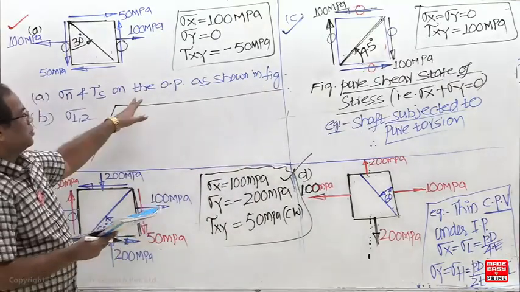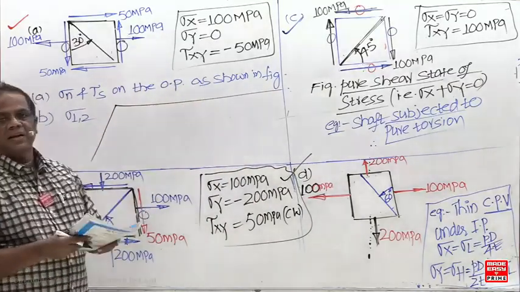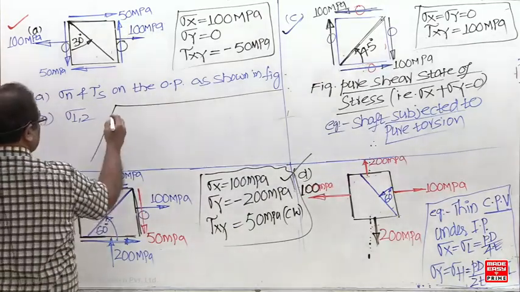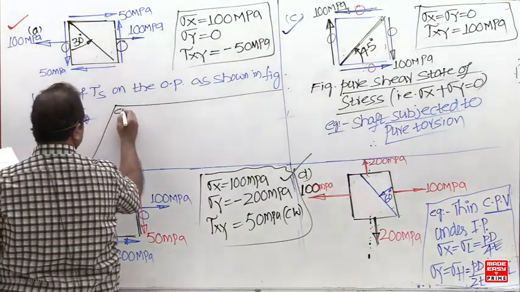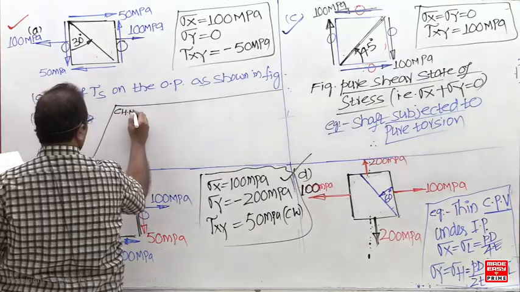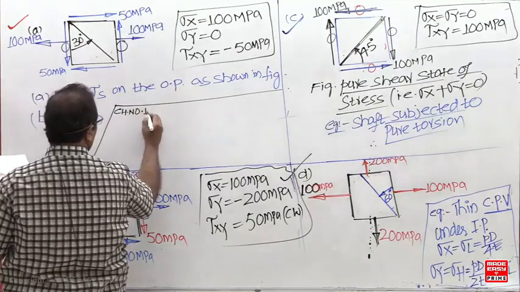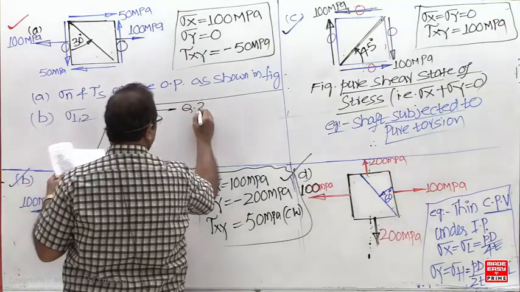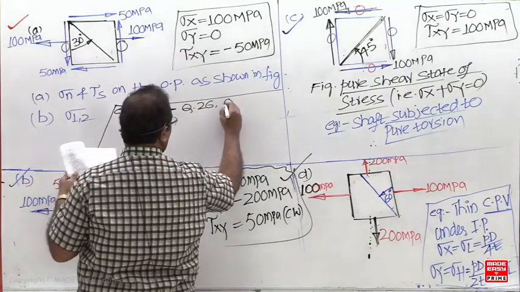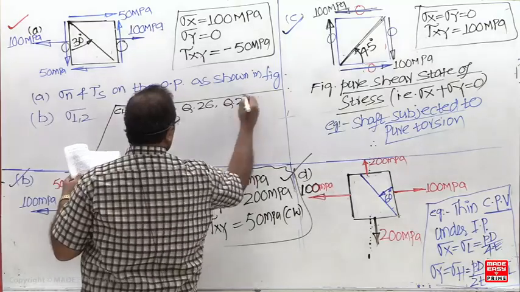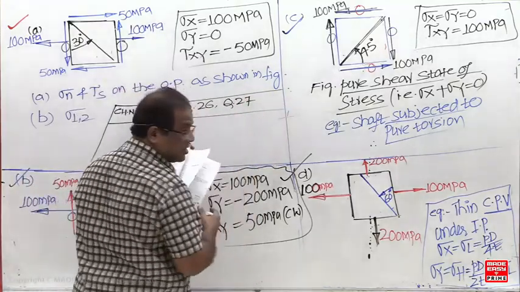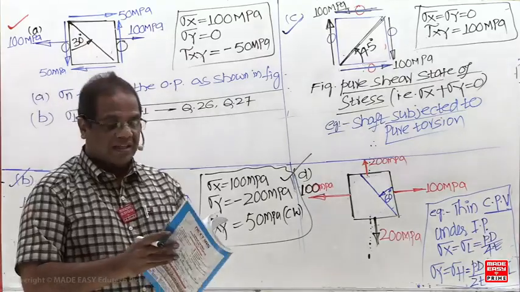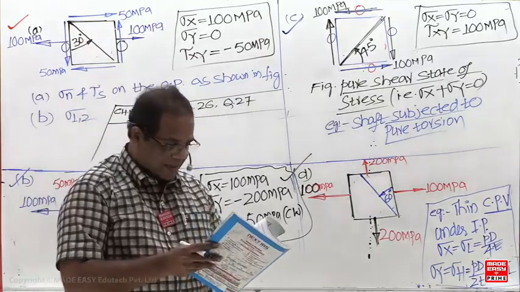Only the numerical calculation you should do. Everything I have done here; only numerical calculations you have to do. This is about chapter number 1, which you have to complete. Question number 26 and 27. Everything I discussed in the class, based upon that, I am giving the questions for practice.